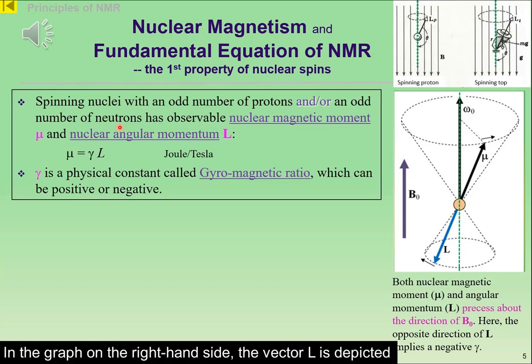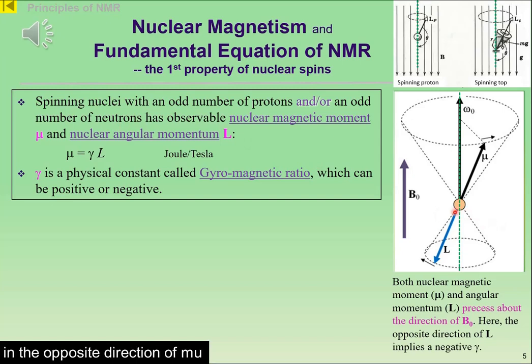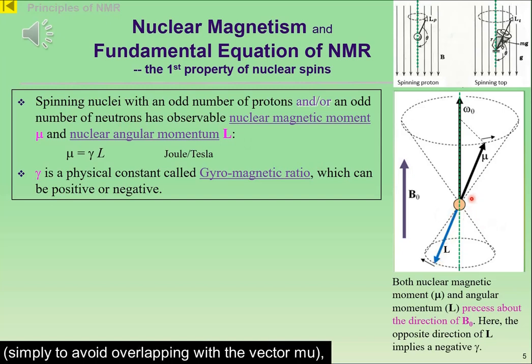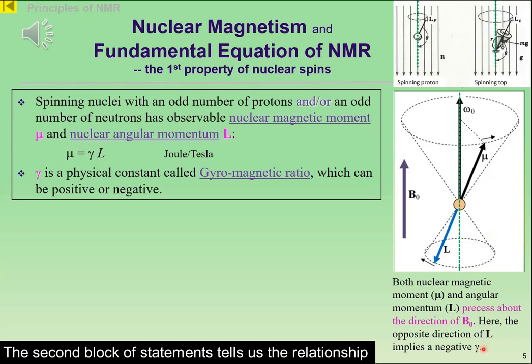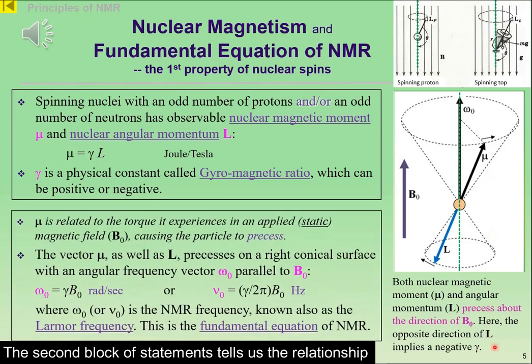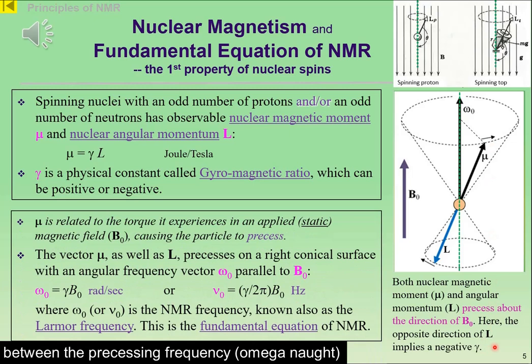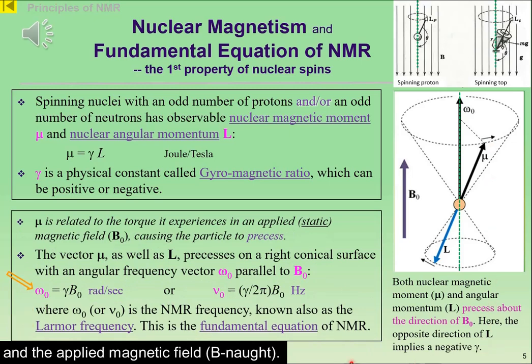Who knows? In the graph on the right-hand side, the vector L is depicted in the opposite direction of μ, simply to avoid overlapping with the vector μ, which relates to a case when gamma is negative. The second block of statements tells us the relationship between the precession frequency ω0 and the applied magnetic field B0.